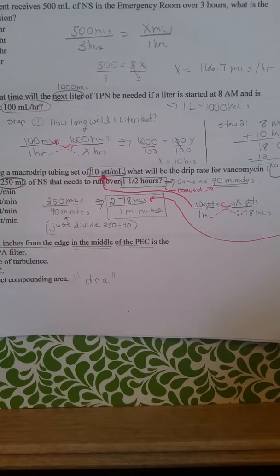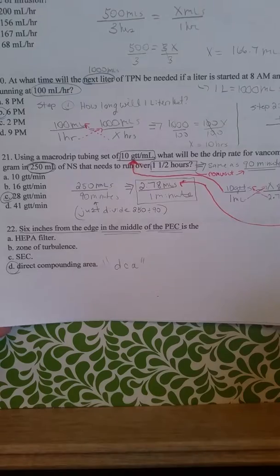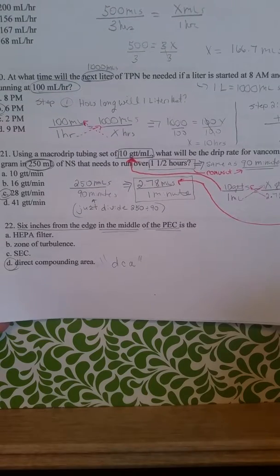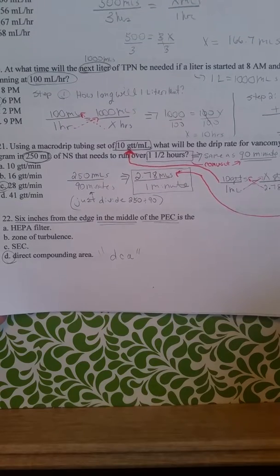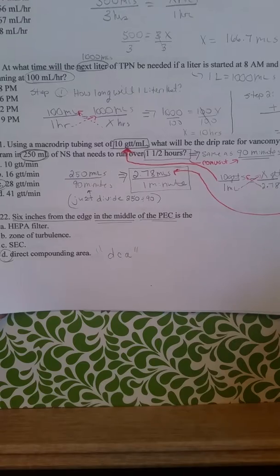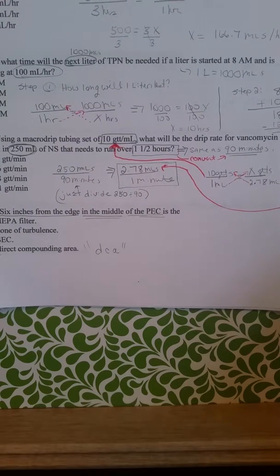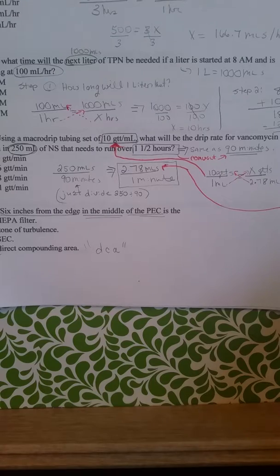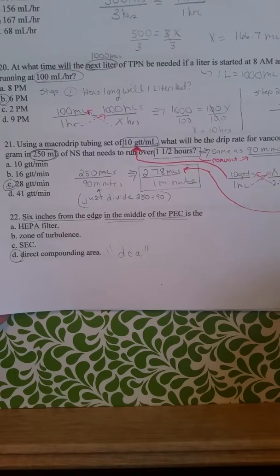At what time will the next liter, which is going to be 1,000 mLs of TPN, be needed if a liter is started at 8 a.m. and is running at 100 per hour? So how long will 1 liter last if it's going at 100 mLs per hour? 100 mLs per 1 hour equals 1,000 mLs over X hours. We cross multiply. 1,000 equals 100X. We're going to divide both sides by 100 and get 10 hours. So 1 liter is going to last 10 hours.